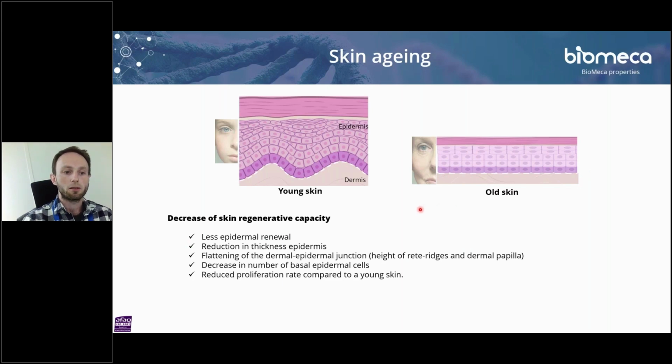Skin aging leads to a decrease in the number of basal cells in the epidermis, and this is due to a reduction in the proliferation rate of basal cells compared to young skin. So this is important because this means that the epidermis, and more precisely basal layers of cells, undergo important modifications during skin aging.